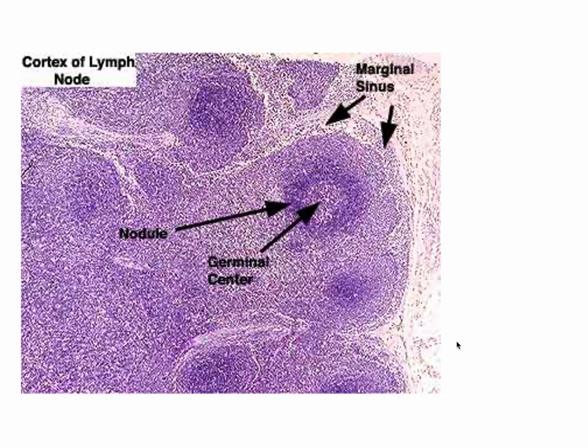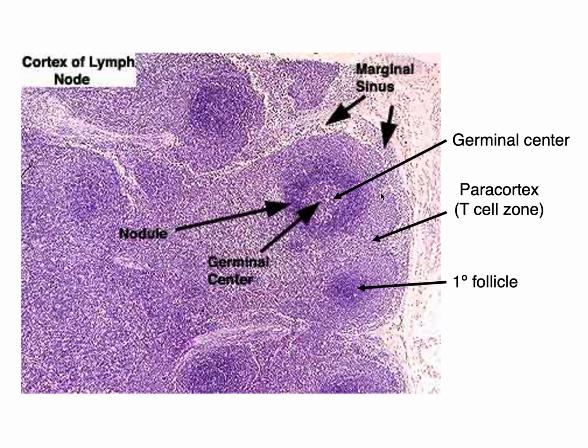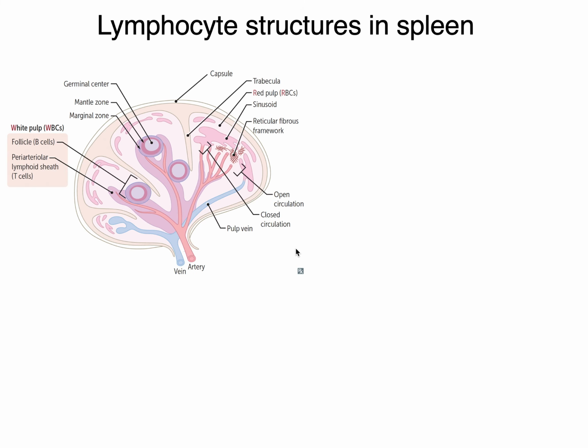This is a picture of the B cell and T cell zones within the lymph node. Here's the primary follicle, which is naive, non-activated B cells, and here's a germinal center, which is the site of B cell activation. These are surrounded by the paracortex, which is rich in T cells. The lymphocyte structures in the spleen are very analogous.